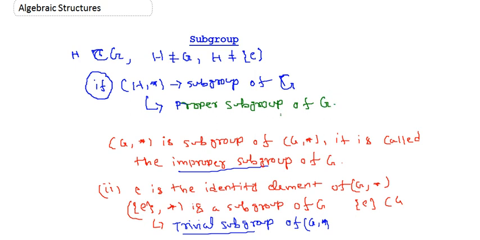Okay. So now let me give you some concrete examples of subgroups. We have already talked about the improper subgroup and the trivial subgroup. Now we are talking about the proper subgroup. Now we give you some concrete examples. Let me erase that first.